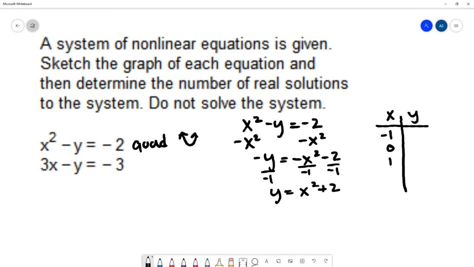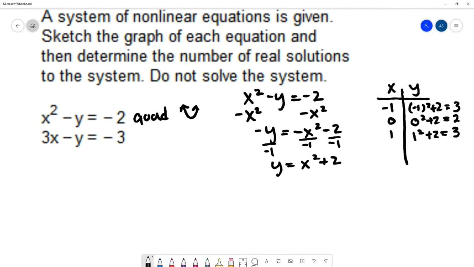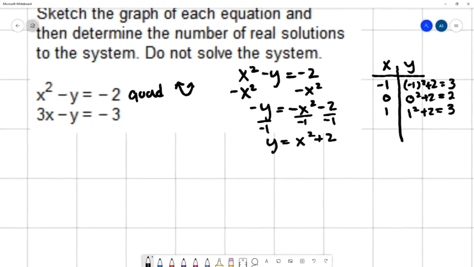If I substitute in, I'll have -1 squared plus 2. -1 squared is 1, plus 2 is 3. 0 squared plus 2. 0 squared is 0, plus 2 is 2. And 1 squared plus 2. 1 squared is 1, plus 2 is 3. So this gives me 3 ordered pairs on the graph. I'll be able to sketch the graph with those ordered pairs.